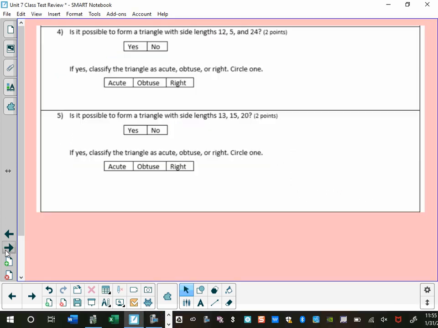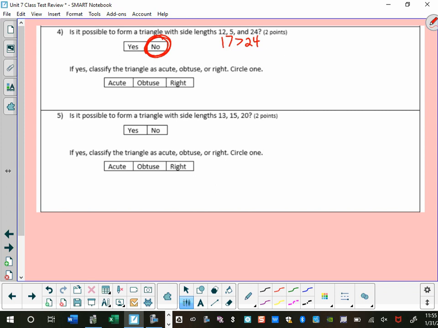All right, let's move on. Is it possible to form a triangle with these side lengths? This is a two-part problem. The first part is checking to see if this is a triangle. We've done this since Unit 4. We add the two smaller numbers and see if the sum is greater than the largest number. What's 12 plus 5? 17. Is 17 greater than 24? No. So I don't have to go to step 2, because it's not even going to be a triangle. I can't classify a triangle if the sides don't even make sense.